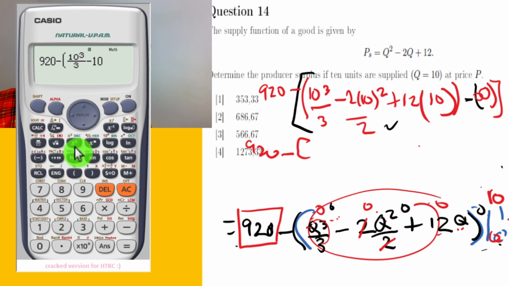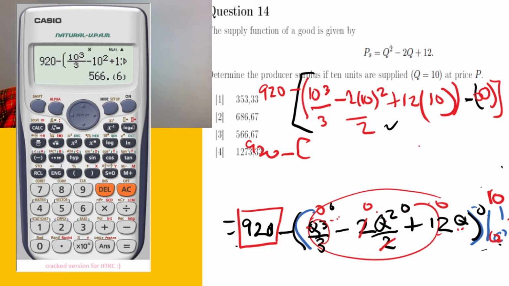So 10 squared. And the last one, we say plus 12q, which is 12 times 10. Close the bracket. Now this gives us 566.6667. When they put the dots on here, it means the 666 is a repeating number.